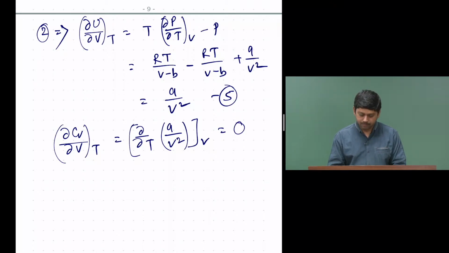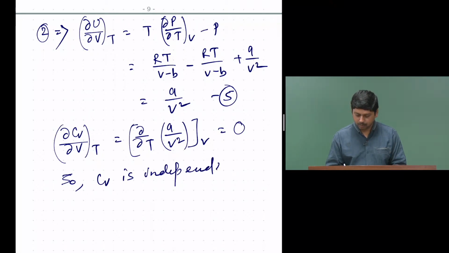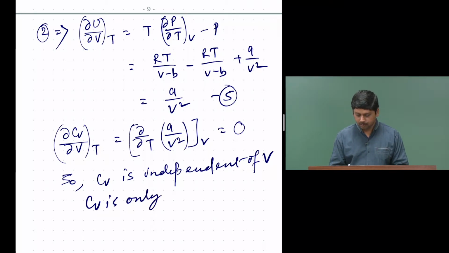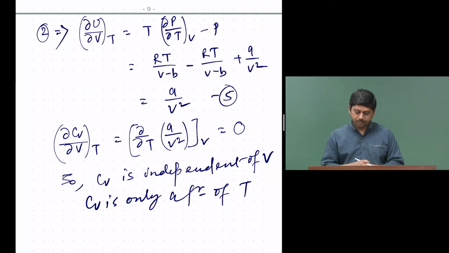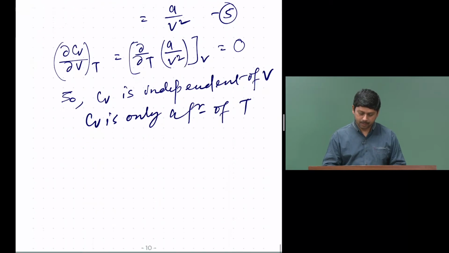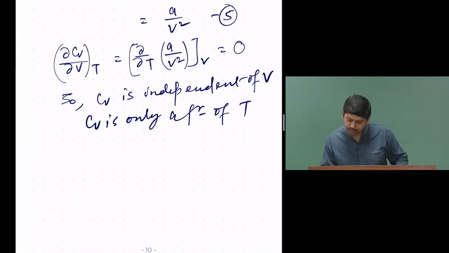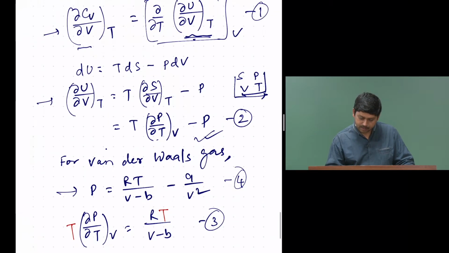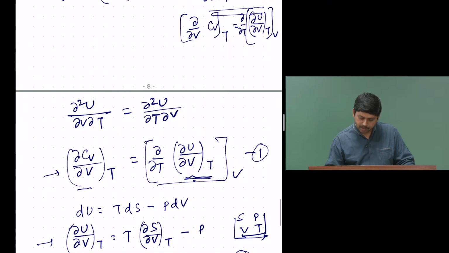So, therefore, C V is independent of V. Since C V comes from U and U depends on T and V, C V is only a function of T, at least for a van der Waals gas. Now we have to find the expression of internal energy and entropy. We will go for that with this particular equation, for internal energy and entropy.